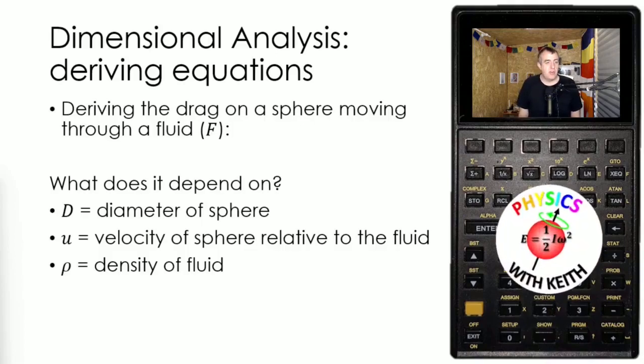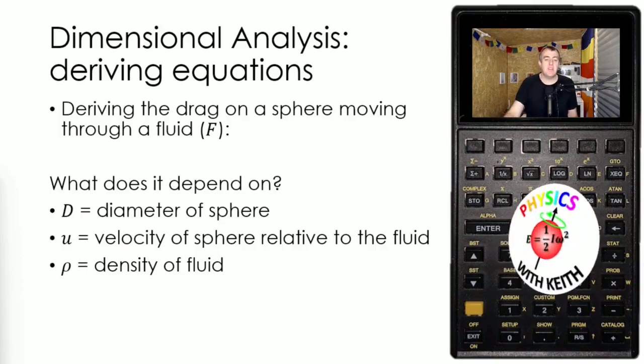Right, so here's a fun use of dimensional analysis: deriving equations. So if we want to derive the drag, the fluid drag, on a sphere moving through a fluid. So it's like air resistance, but it might not be air resistance. It might be water resistance or oil resistance, or it could be air resistance. We have to first of all think, what does it depend on? Well, it depends on probably the size of the sphere. Maybe we can say area, maybe we can say diameter, it doesn't really matter. Probably depends on how fast the sphere is moving relative to the fluid, and the density of the fluid might have some effect. We think that's what it depends on.